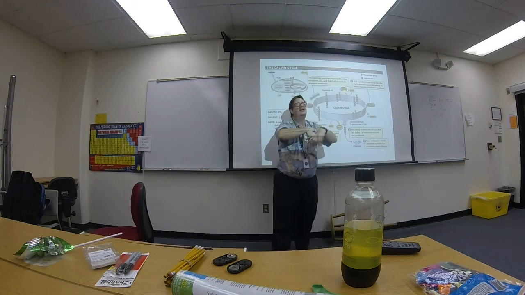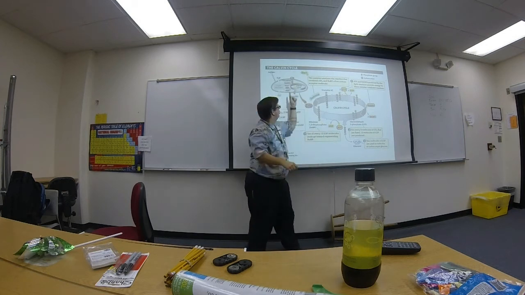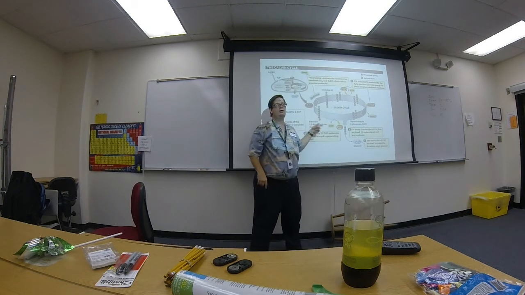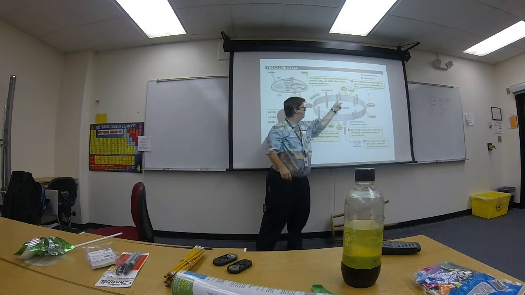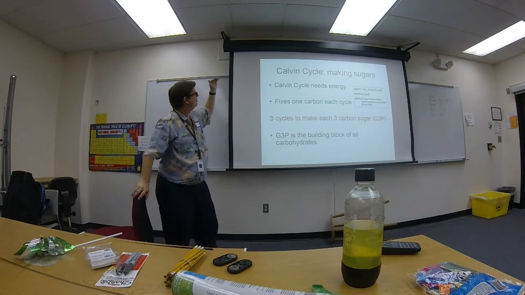You got a 3-carbon G3P. You got a 3-carbon G3P. You stick them together to make a 6-carbon glucose. If you only pick up 1 carbon each time you go around the cycle, you go around 3 times to make a G3P. You go around 6 times to make a glucose. The Calvin cycle is making sugars.